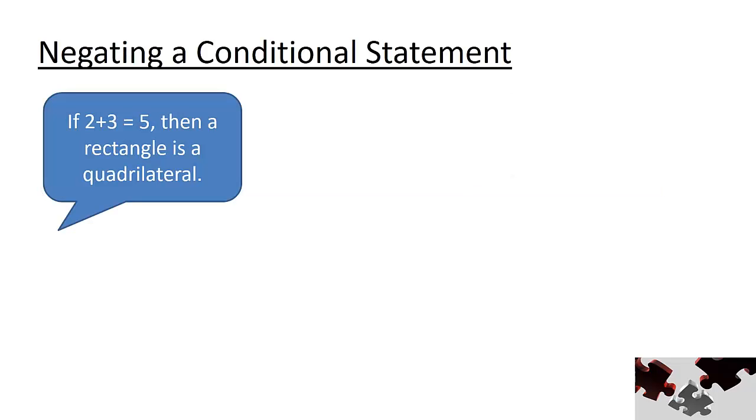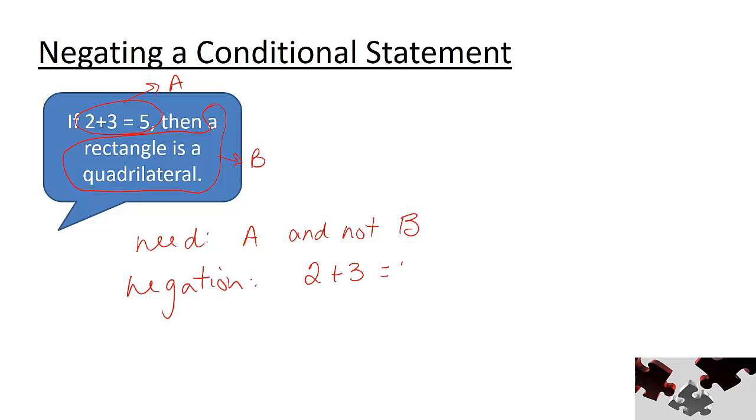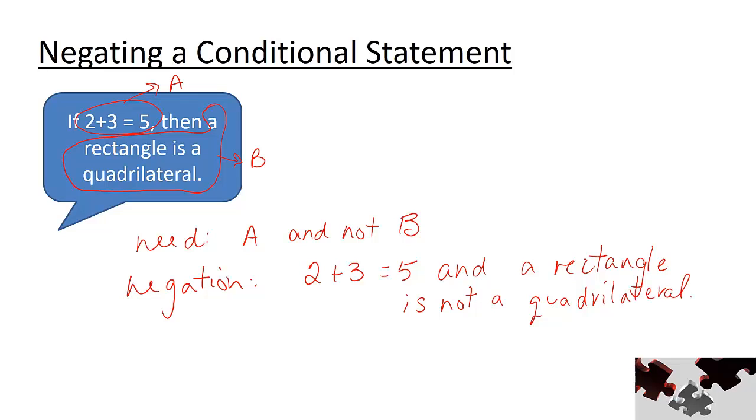How would we negate the following conditional statement? Well, it might be helpful here to identify the hypothesis and the conclusion. 2 plus 3 is equal to 5 is statement A, or our hypothesis. A rectangle is a quadrilateral is statement B, or our conclusion. So based on the summary that we saw on the last slide, what we're looking for is statement A and not statement B. In other words, the negation should be 2 plus 3 is equal to 5, that's A, and a rectangle is not a quadrilateral, not B.